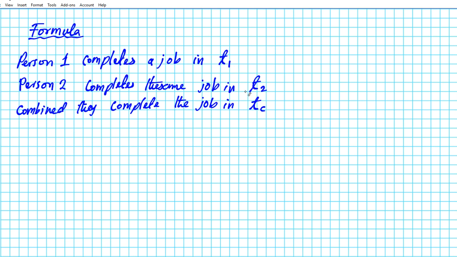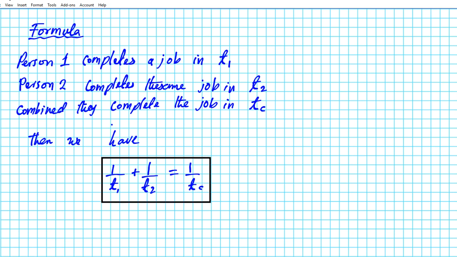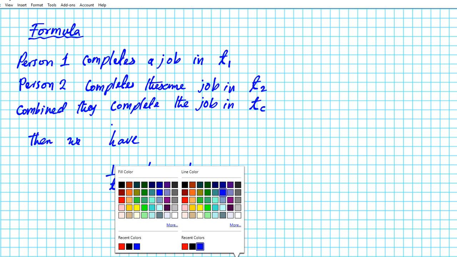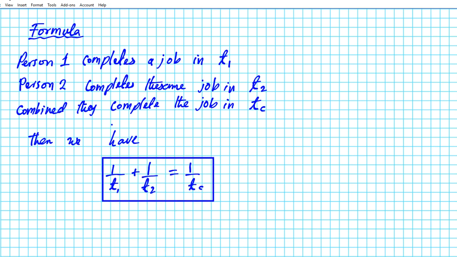If we have a situation like this, then the following equation holds: 1 over T1 plus 1 over T2 equals 1 over T combined. This equation is telling us that if we add the reciprocal of the times of the two workers, it will give us the reciprocal of their combined time. That's the equation that we're going to be using for the problems today.